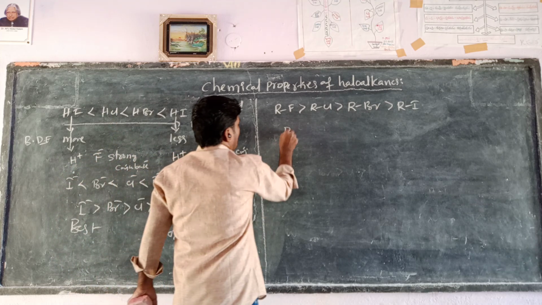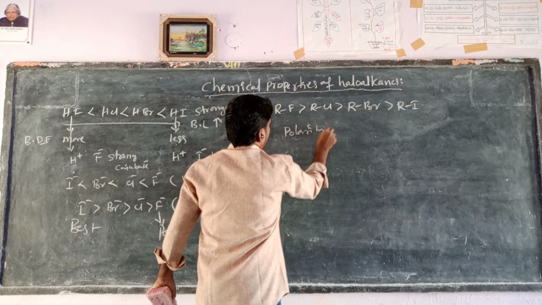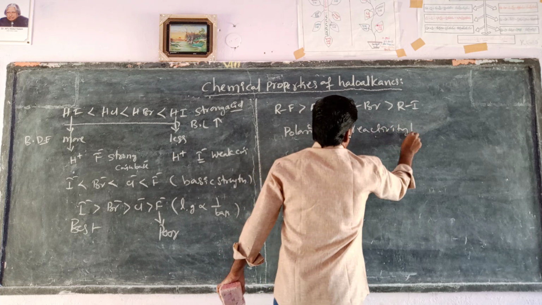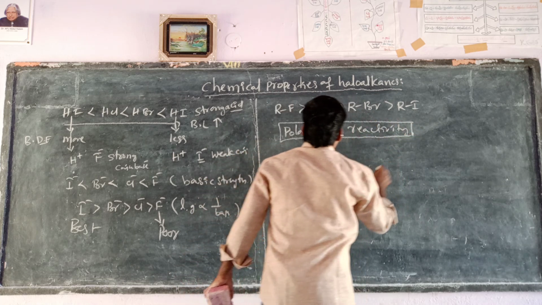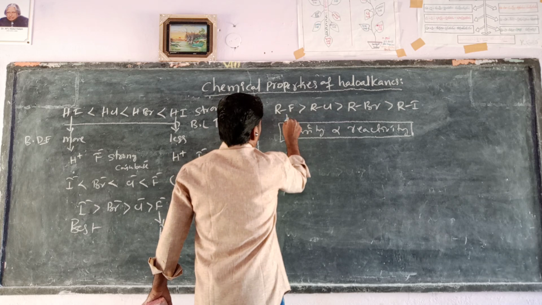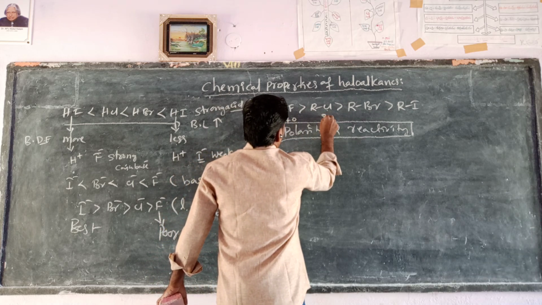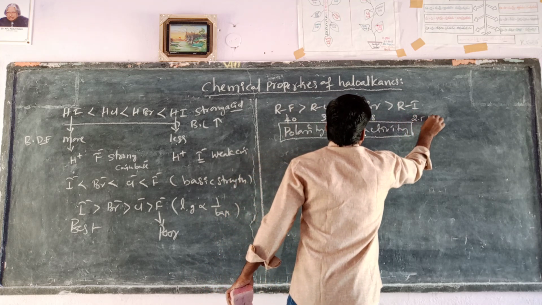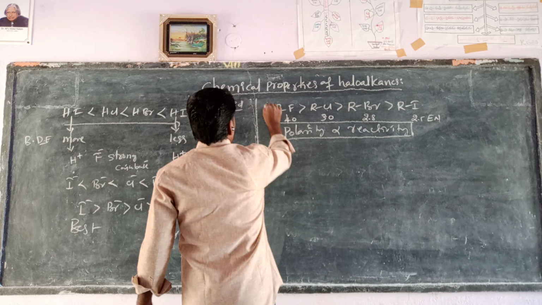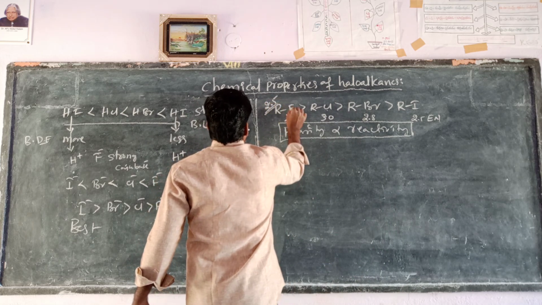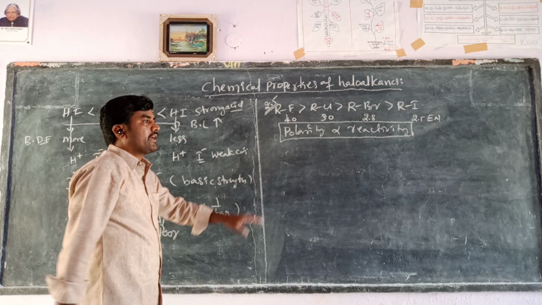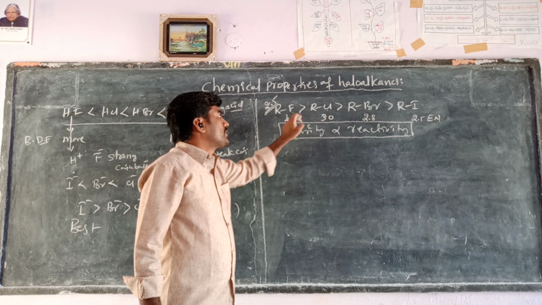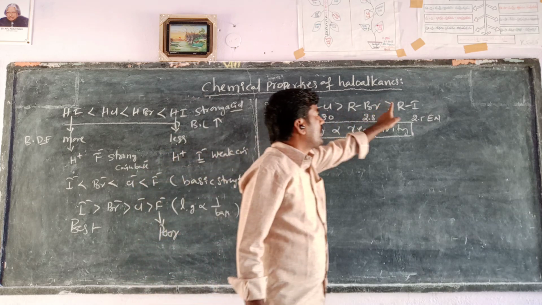Now the polarity of the bond is directly proportional to the reactivity. In halogen atoms, the electronegativity values are: fluorine 4.0, chlorine 3.0, bromine 2.8, iodine 2.5. What about carbon? 2.5. In alkyl halides, halogen atoms are directly linked to the carbon atom. Carbon has an electronegativity of 2.5. Fluorine 4.0, chlorine 3.0, bromine 2.8, iodine 2.5.